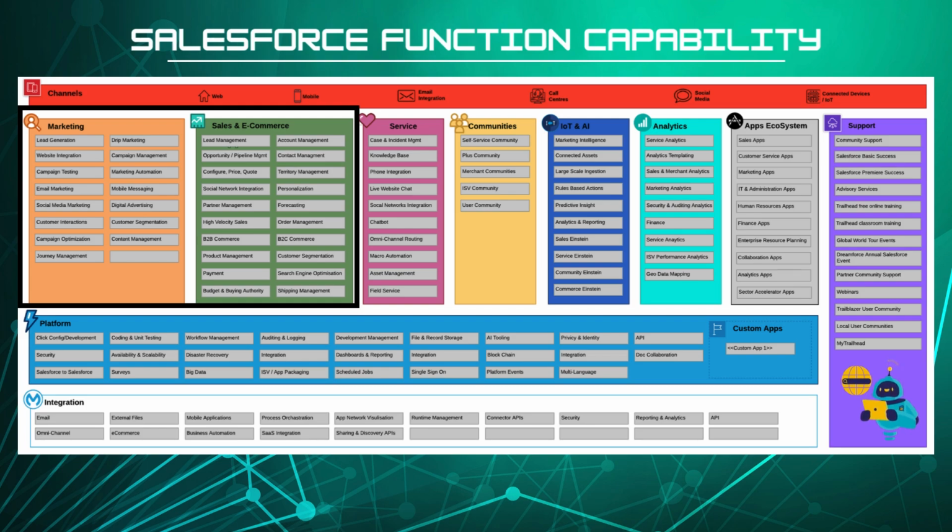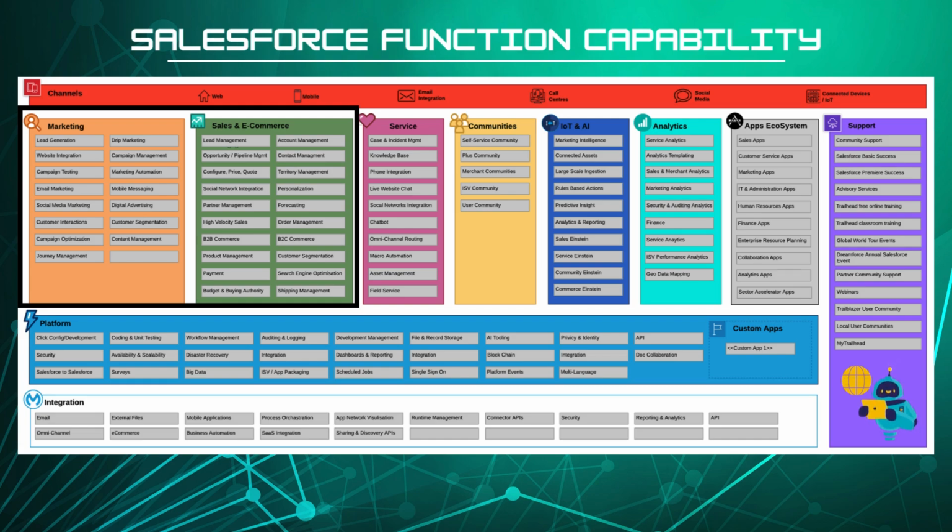Campaign optimization to analyze which campaigns perform well and identify areas needing more effort. Journey management, available in Pardot and Marketing Cloud, allows you to create a journey for prospects to gradually warm them up to a sale. Drip marketing is similar to journey management, providing prospects with information over time to guide them towards a sale. Campaign management oversees campaign execution and measures ROI.